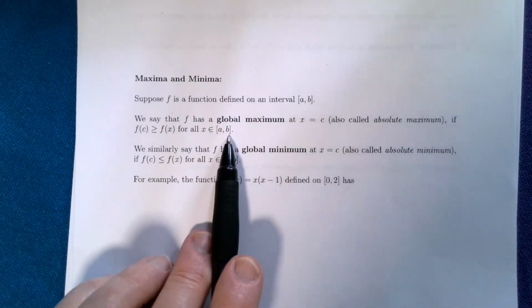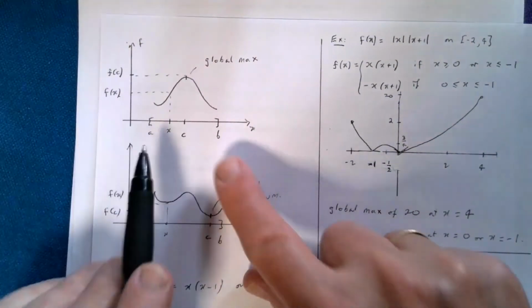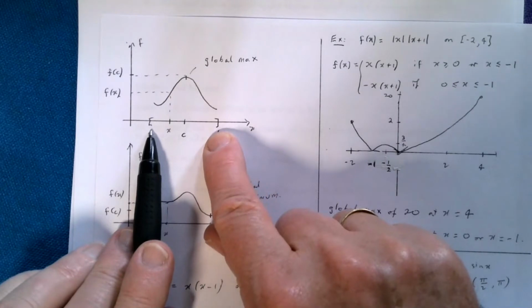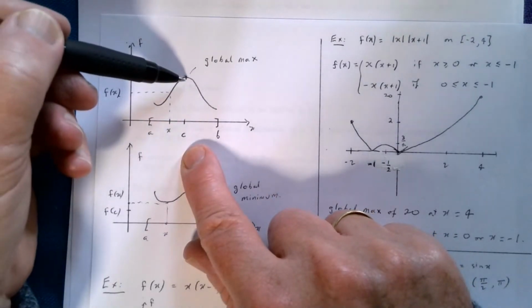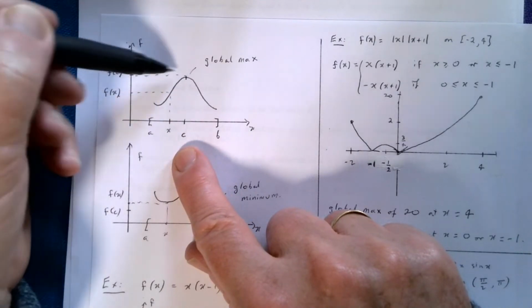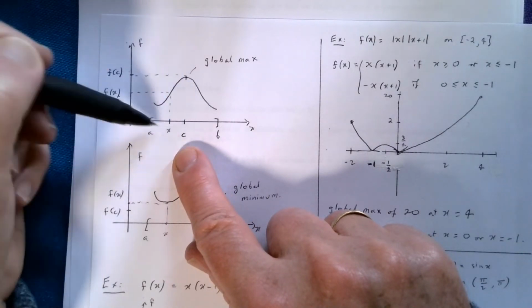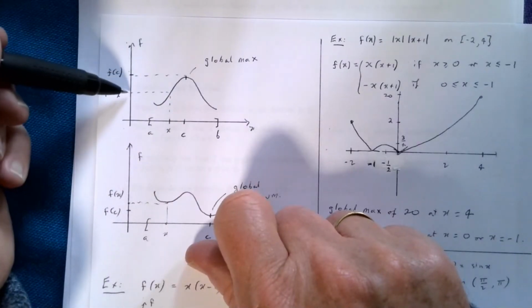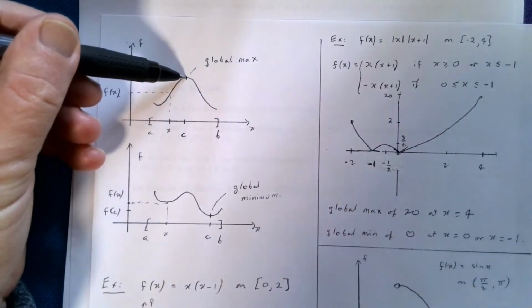Now immediately let me just put a little picture here to explain that more carefully here. So here's my interval a to b, here's my function, and there's my global maximum. F of c is bigger than f of x for any other x in this interval. F of c is always bigger than f of x. So this is called a global maximum.